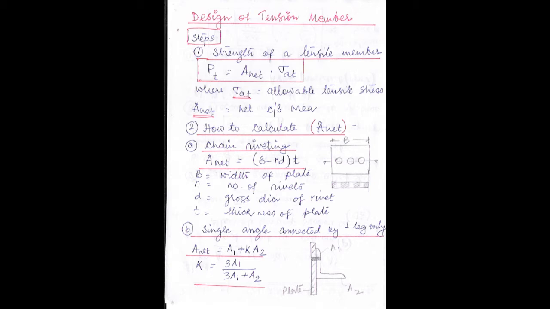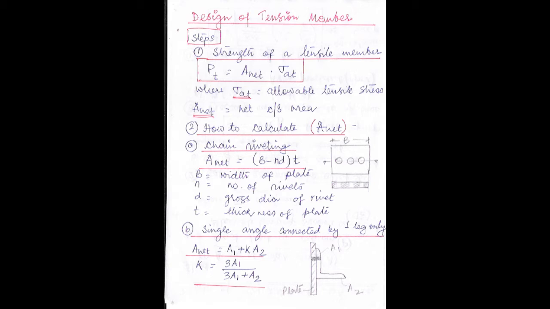Step number 1: the strength of the tensile member, denoted as PT, is equal to A net multiplied by sigma AT. What is A net? A net is the net cross sectional area. And what is sigma AT? Sigma AT is the allowable tensile stress.